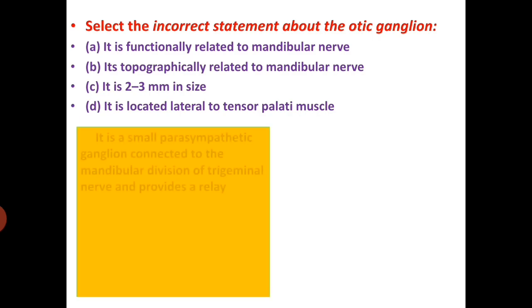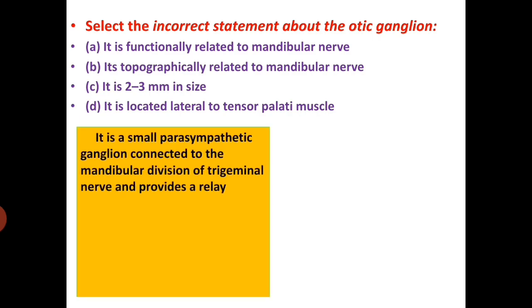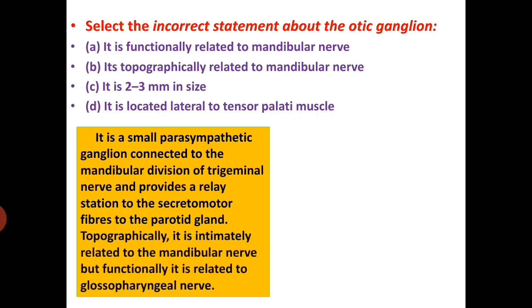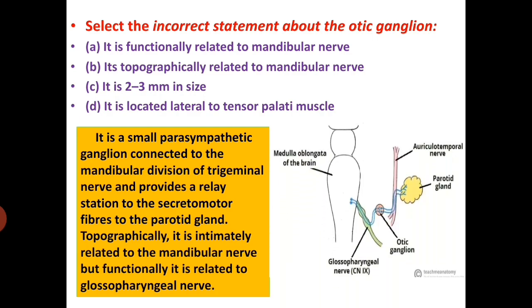So what is otic ganglion? It is a small parasympathetic ganglion. It is connected to the mandibular division of trigeminal nerve and it provides a relay station for the secretomotor fibers to the parotid gland. Topographically it is intimately related to the mandibular nerve, but functionally it is related to the glossopharyngeal nerve. Here in this image you can see the otic ganglion. So functionally it is related with the glossopharyngeal nerve. So the answer is the incorrect statement, that it is functionally related to the mandibular nerve.